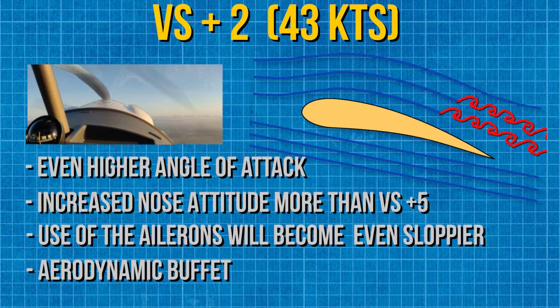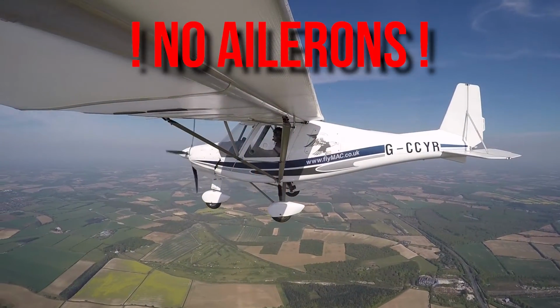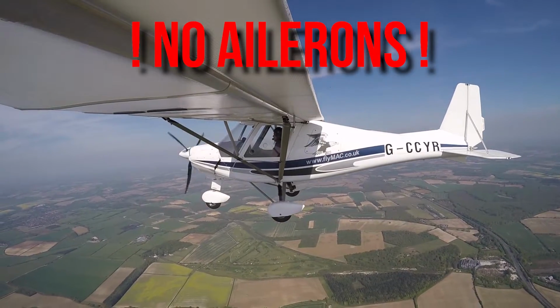At this point, it's really important that you do not use the ailerons, as using the ailerons will increase the angle of attack on either wing. This will cause one of the wings to stall and therefore drop. It is extremely important that you keep the aircraft in balance and keep the wings level. This is done by using the rudder.